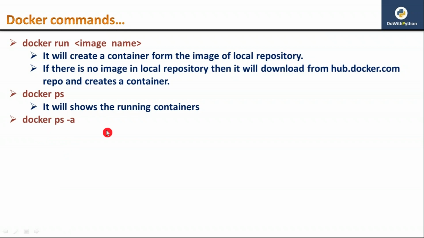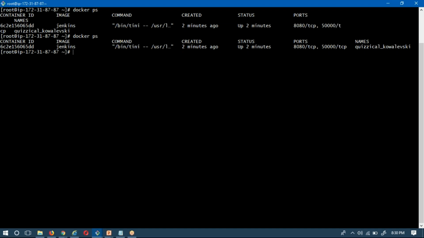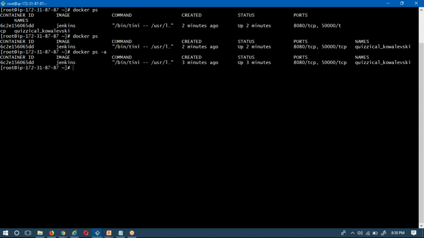Now docker ps -a, along with your running containers, will also show the history. In case any container was running previously, that container history will also show. As of now we ran only one Jenkins. In case you stop it and check docker ps, you won't get any running containers. But if you see docker ps -a, then you will see some information that some container was run. So docker ps will show the running containers, docker ps -a will give the history as well.